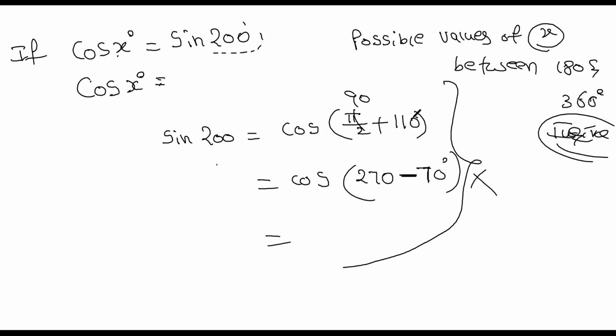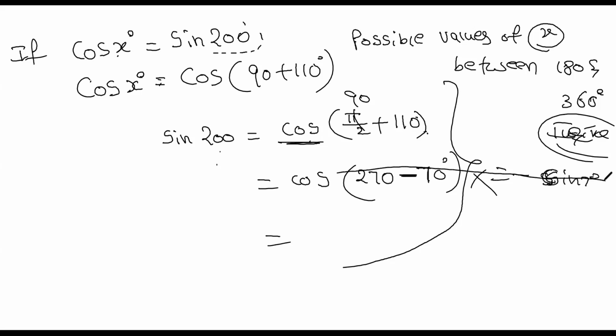Wait. So sine 200, I have to write it as cos of 90 plus 110. I can write cos of 90 plus 110 degrees. This is one possibility. Now if I write cos of 270 minus 70 degrees, then I will get a minus sign, minus sine 70. So we can't write it like this, right? Okay, let's see about this possibility.